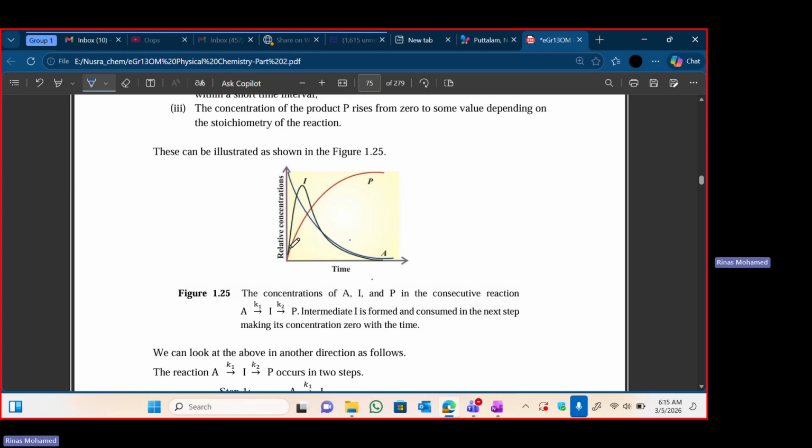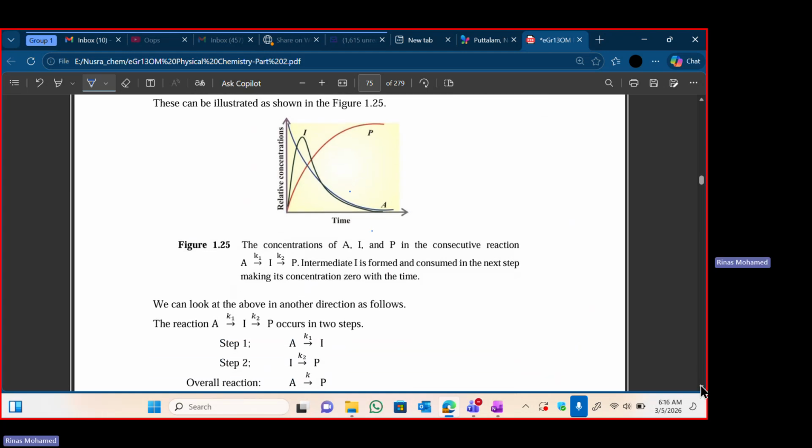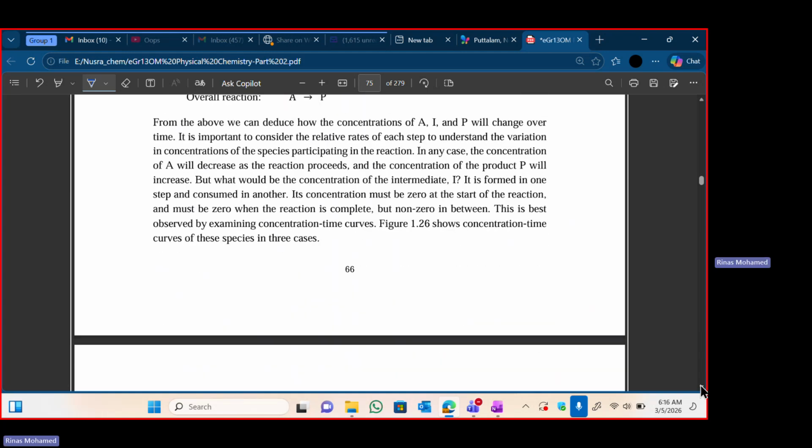Here see that the slope of this intermediate concentration is rising, and that slope is very high. That means the first step is faster, so that the intermediate is quickly produced, and after a while that intermediate tends to decrease. That means the second step is the slower step. First step is the faster step, and the second one is the slower step. Those things we can conclude in a reaction by looking at this graph, right? And we can discuss that in detail in the following graphs.